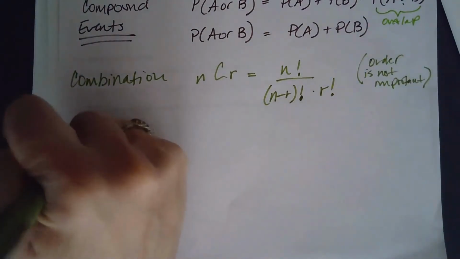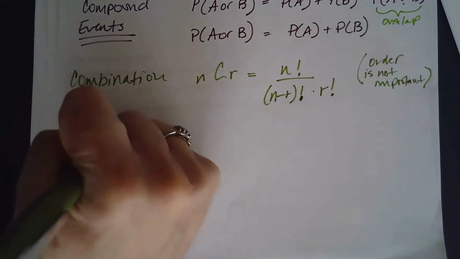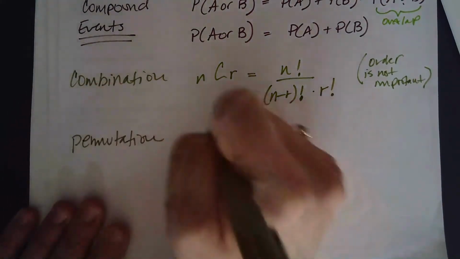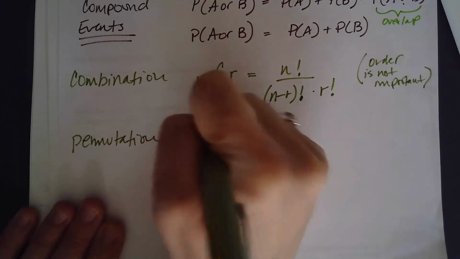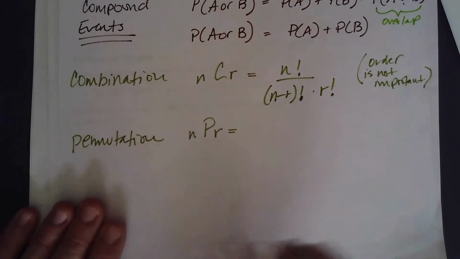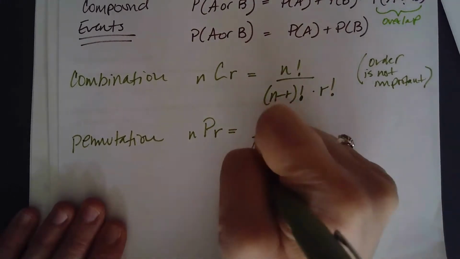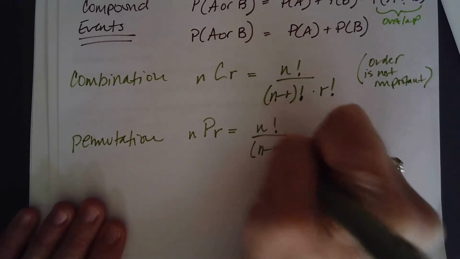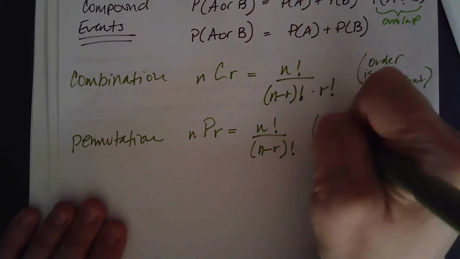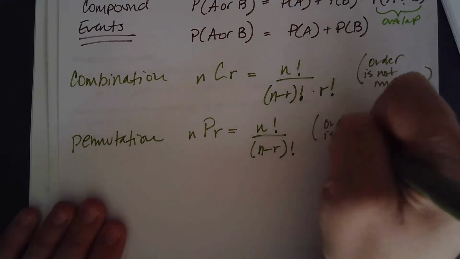And then let's do the permutation. And this one is very similar. nPr just has a little different formula. This one is n factorial over n minus r factorial. And this order is important.